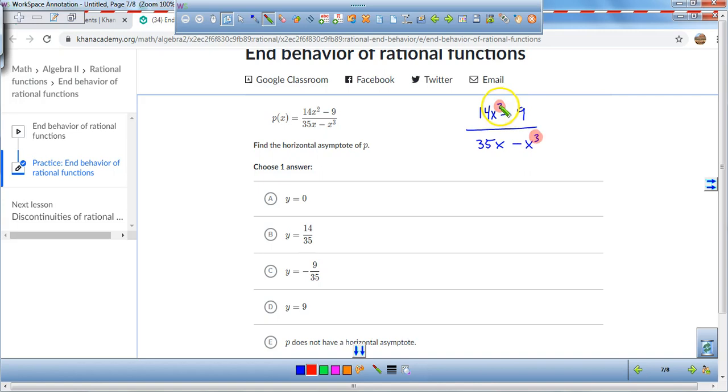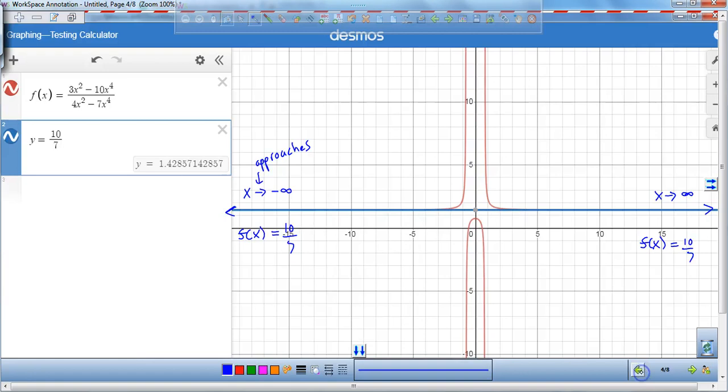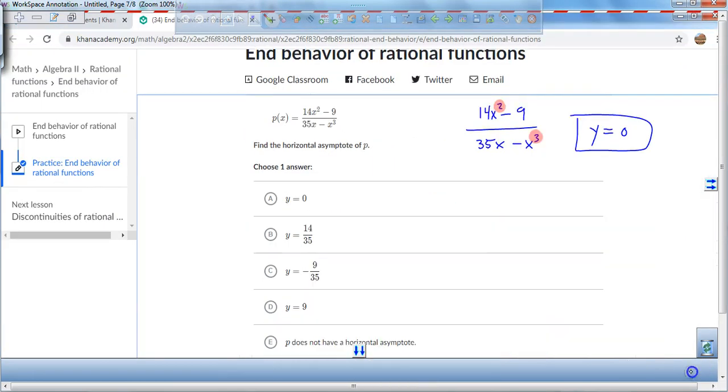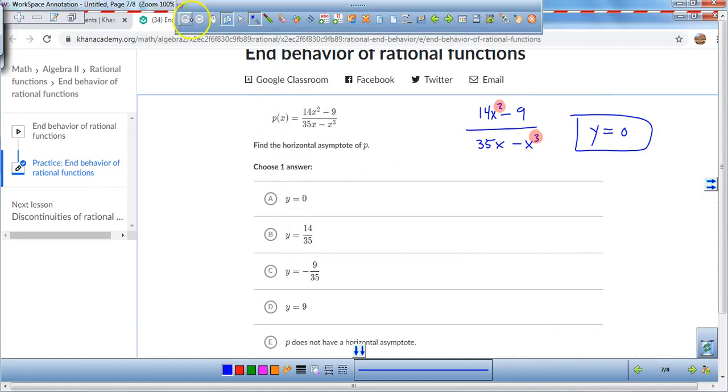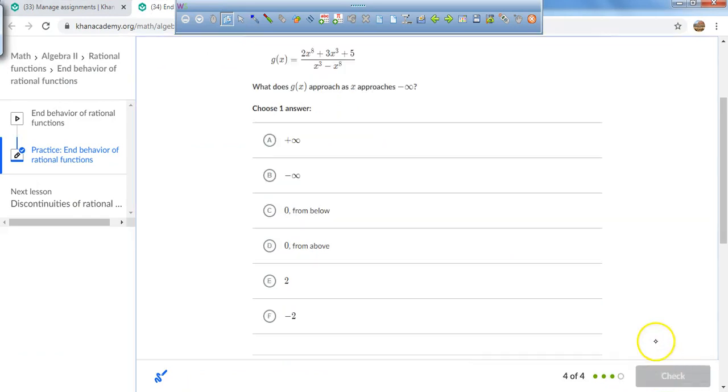Whenever this number is less than this number, I know my horizontal asymptote is going to be y equals 0. So when it says find the horizontal asymptote of p, I know it's going to be at y equals 0, because of our original rule: when the degree of a of x is less than the degree of b of x, then the horizontal asymptote is y equals 0. Those are the rules you're going to want to write down when you're doing these problems. This is going to be answer choice A, because 2 is less than 3. So once you write down the rules, you'll be fine.